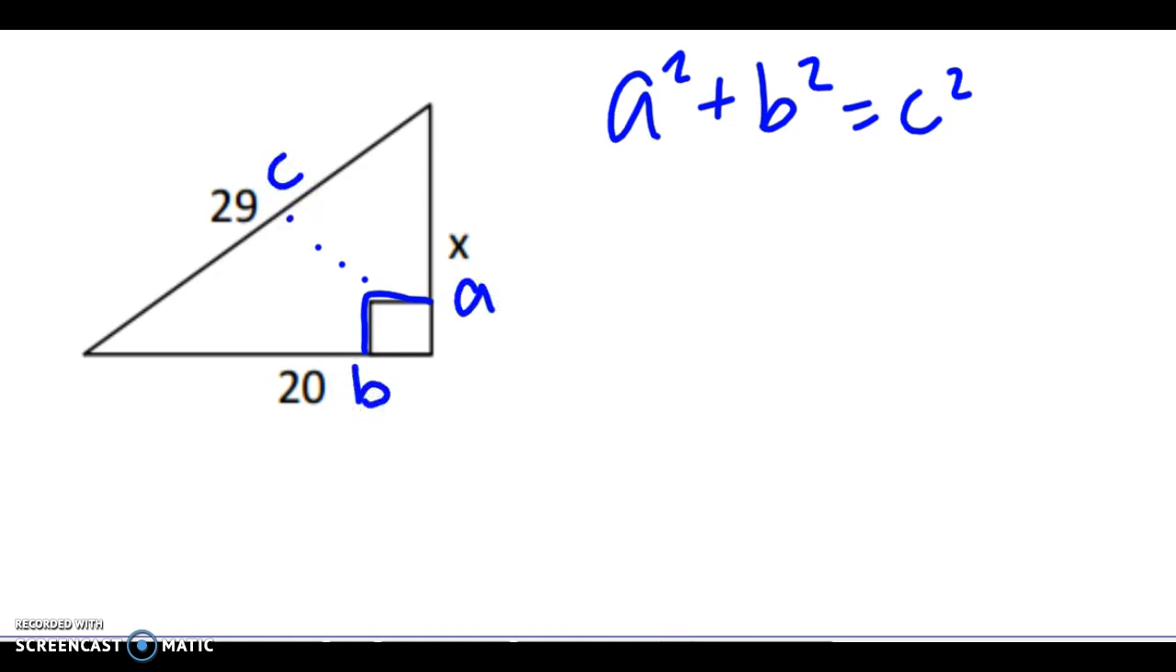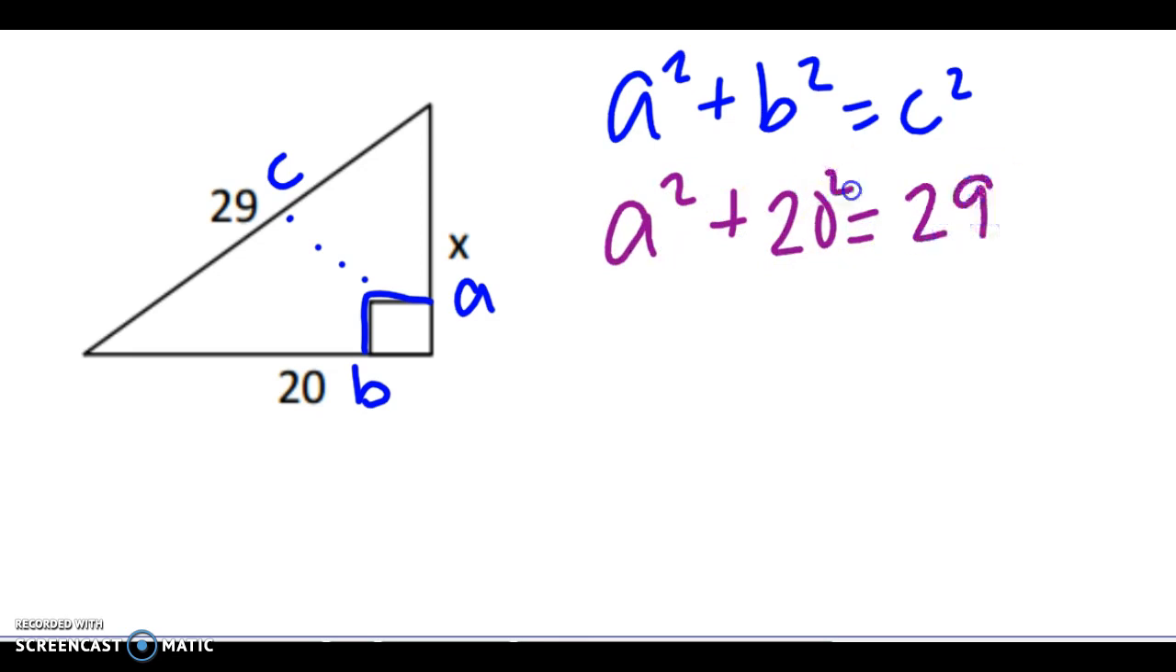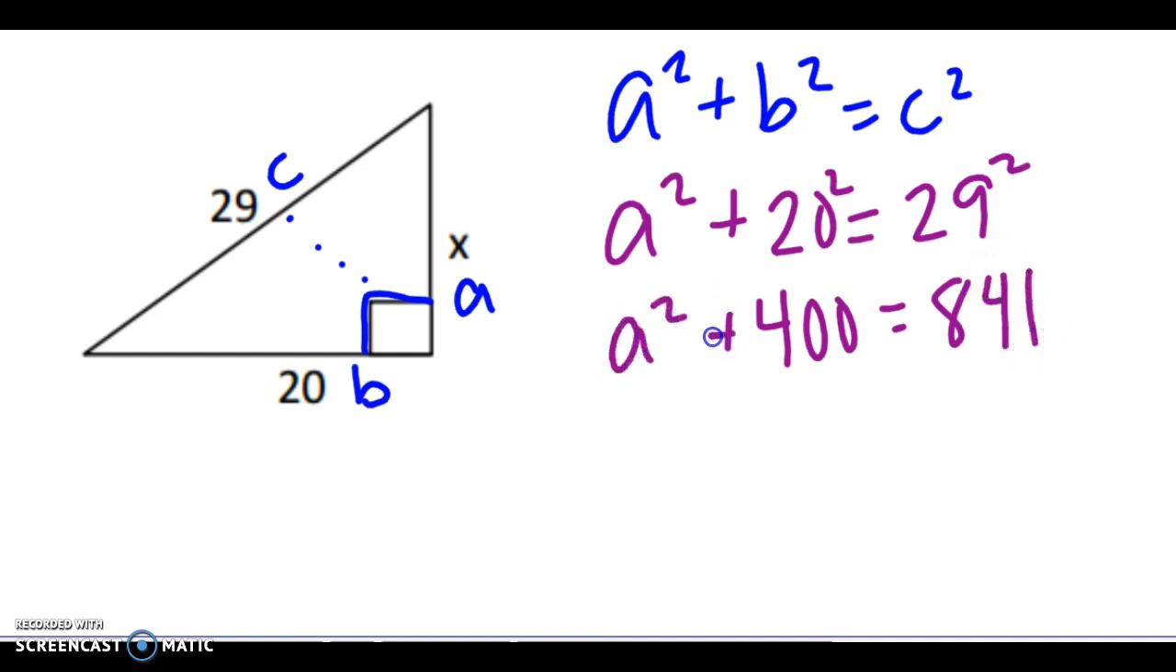Now you're going to plug in your numbers. So A is our unknown, so we're going to keep that A, plus 20 squared equals 29 squared. Okay, now you're going to do 20 squared, which is 400. And 29 squared is 841. And we're going to bring down this a squared and the plus sign.